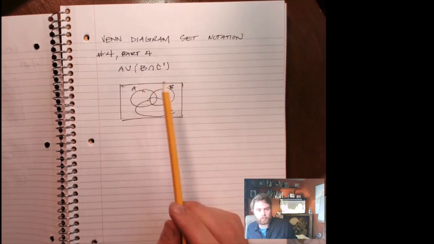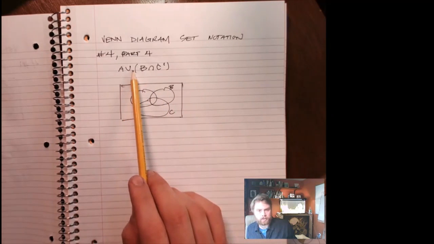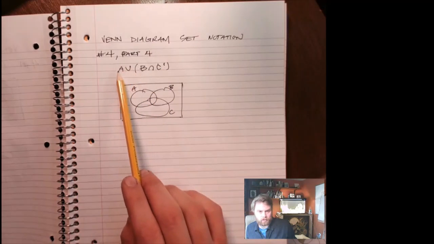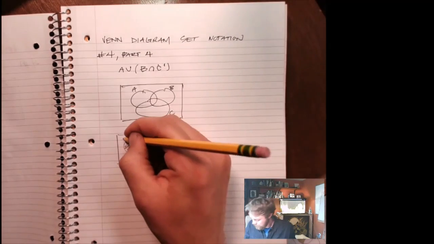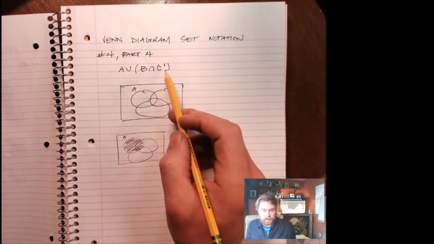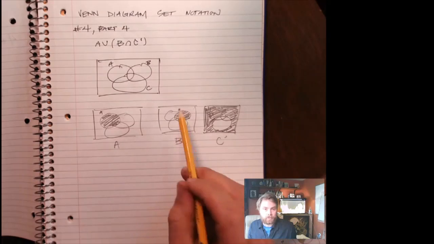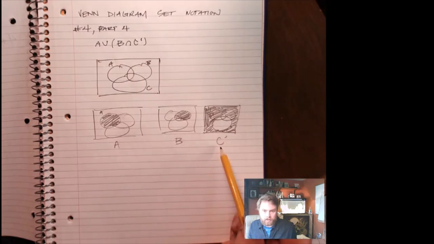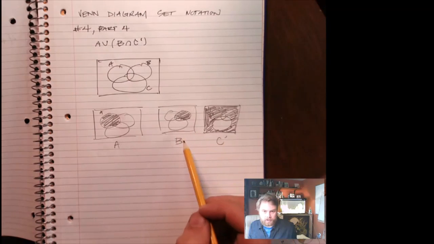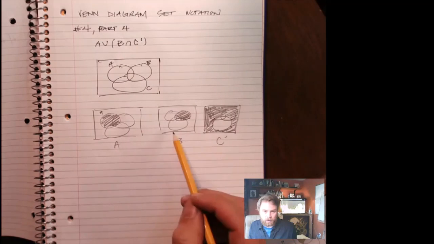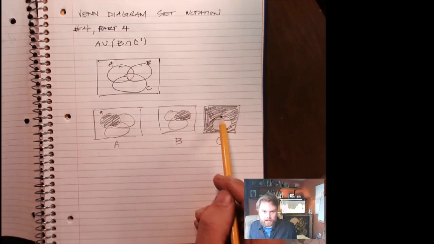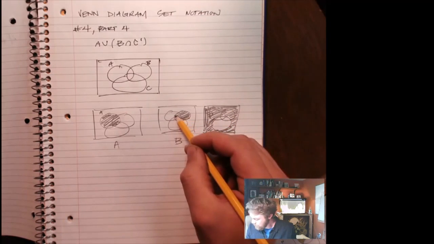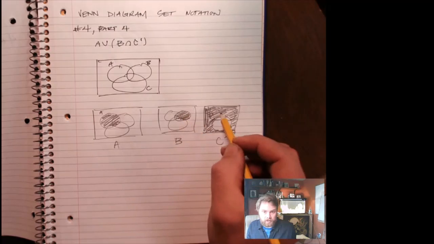Okay, this is question 4, part 4. A union, B intersect, not C. So A, that one's easy here. And B intersect, not C. Now, this is okay. B intersection not C, and the space that's shaded both here and here, well, that would only be part of this B space that gets shaded by both.